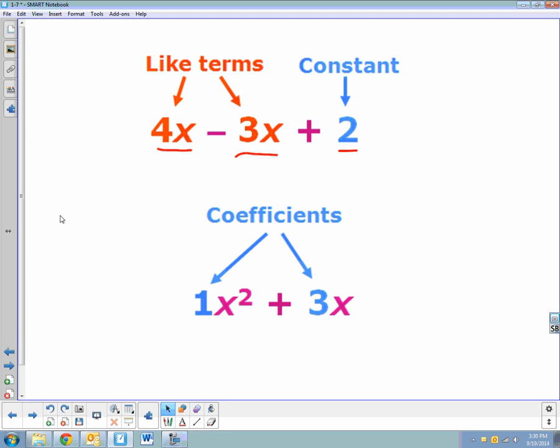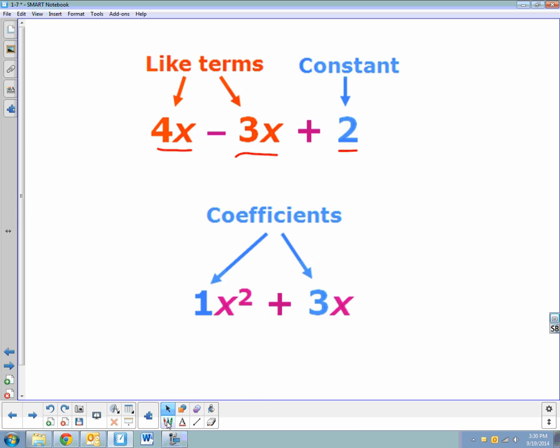So 1x squared plus 3x, we actually can't combine those together because they don't have the same term. The x squared and the x are different. Since the x squared and the x are different, we're kind of stuck. We can't say what 1x squared plus 3x is. It's like saying 1 orange plus 3 apples. How many apples do you have? 3. We can't combine it with the orange.